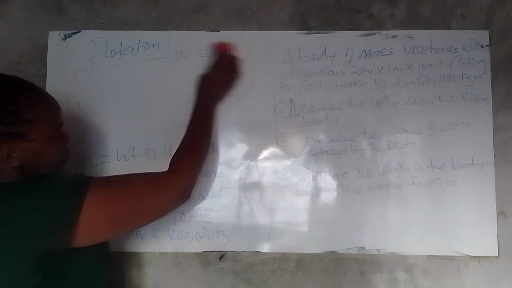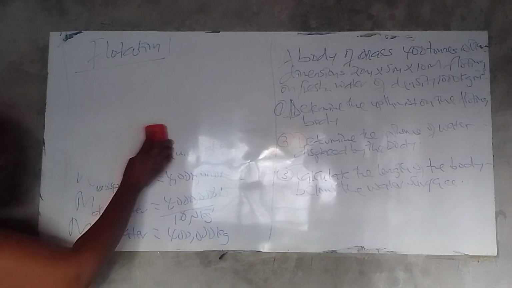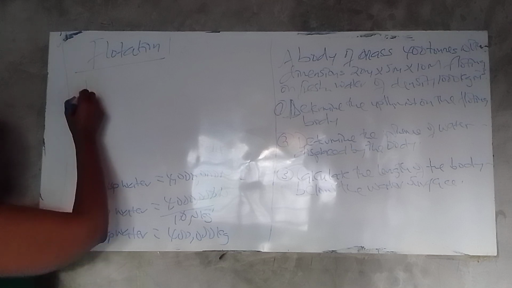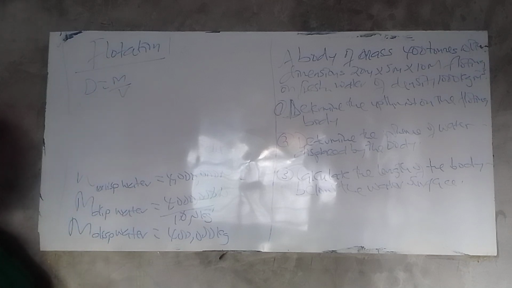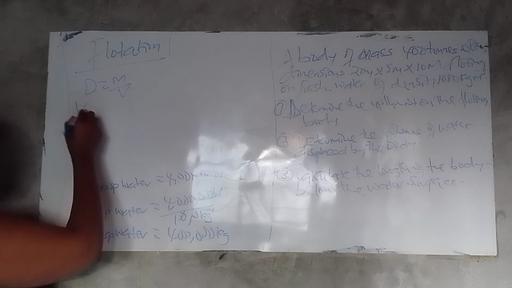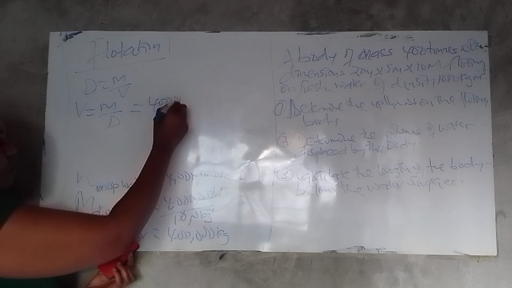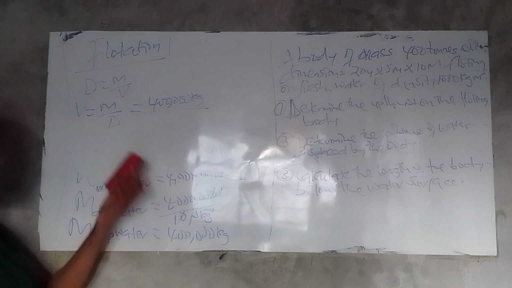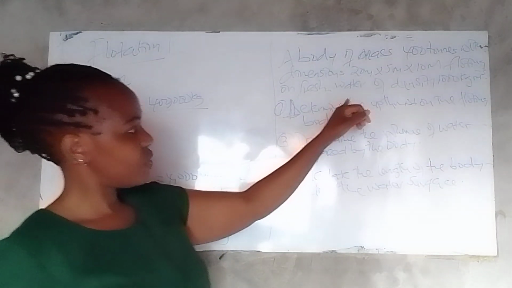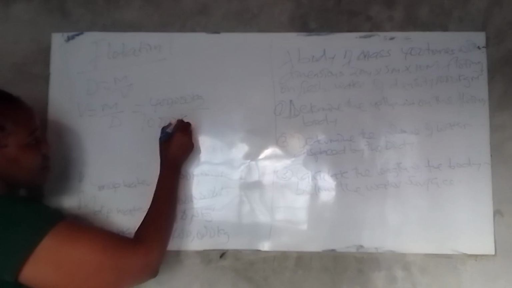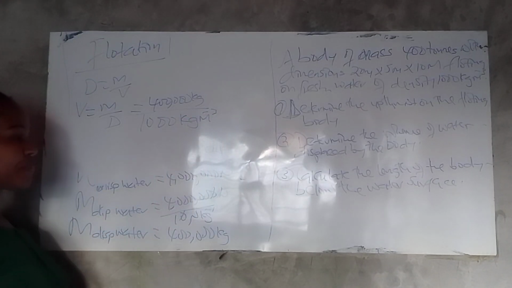Now from there we can calculate the volume of the displaced water. How do you go about that? We know that density is mass divided by volume. Therefore, to calculate volume, we multiply by volume on both sides and then divide by density. So volume is mass divided by density. We already know the mass of displaced water, which is 400,000 kilograms, and the density of fresh water is 1,000 kilograms per cubic meter. So I divide by 1,000 kilograms per cubic meter. The kilograms cancel.